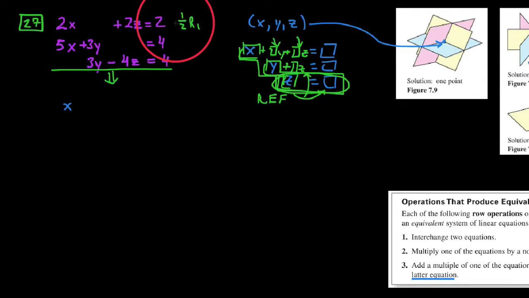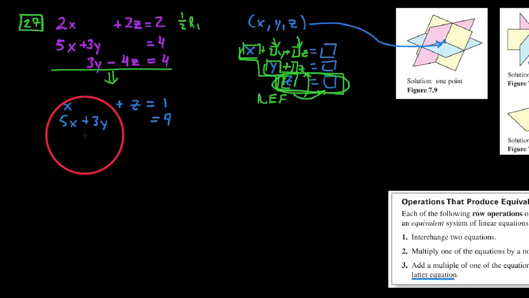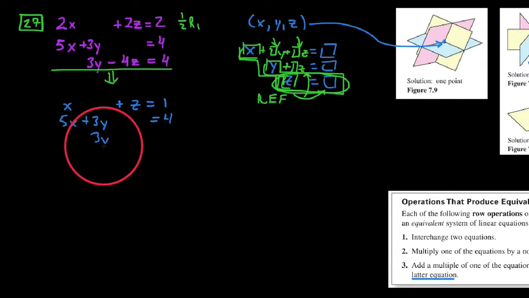instead of 2x, we would have 1x. If I took 2z times a half, I would have 1z, and if I took 2 times a half, I would have 1. So our new first equation is going to be that there. We're going to rewrite our second and third equations here just to rewrite our system. So let's get that out of the way. 4. And then we'd have 3y minus 4z equal to 4.